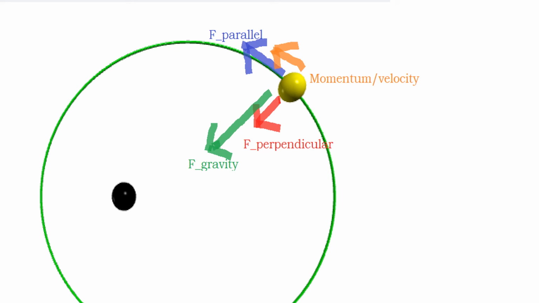And here is once again another model. You can see that the force of gravity is pointed inwards towards the center of the black hole, and so is the perpendicular component of the force, while the parallel component of the force is still tangent to the path of the star and is at a 90-degree angle to the force of gravity.